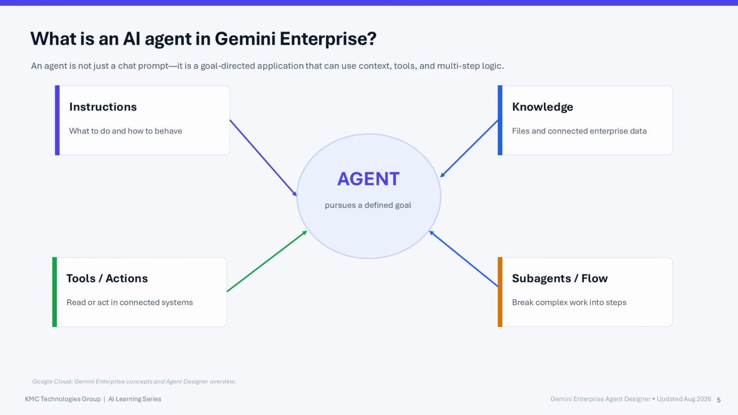An AI agent is more than a customized prompt. Google describes agents as applications built to accomplish specific objectives. In practical terms, an Agent Designer agent combines four things: instructions that define the job, knowledge that grounds the agent in trusted information, tools or actions that let it interact with systems, and workflow logic that can delegate work to subagents. That combination is what turns a conversational model into an operational agent.